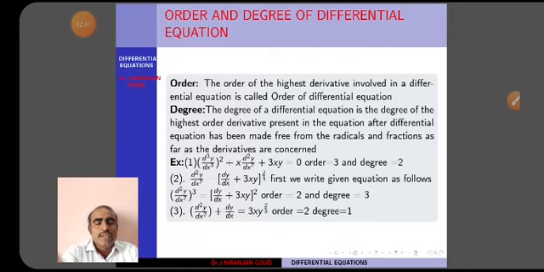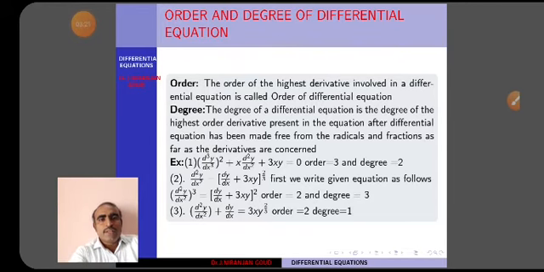Now define the order and degree of a differential equation. The order of the highest order derivative involved in the differential equation is called the order of the differential equation. And the degree of a differential equation is the degree of the highest order derivative present in the equation after the differential equation has been made free from radicals and fractions as far as the derivatives are concerned.